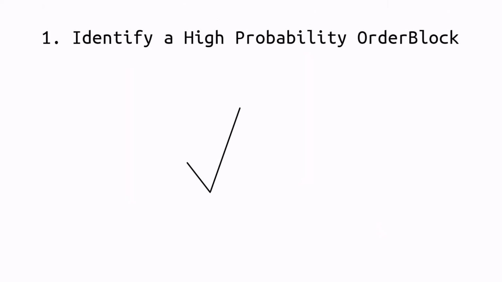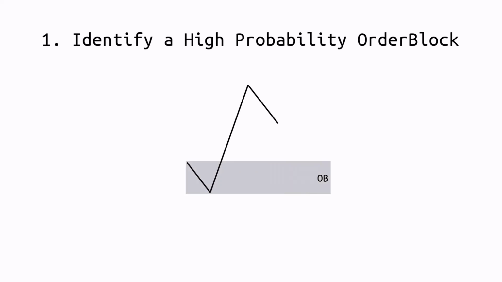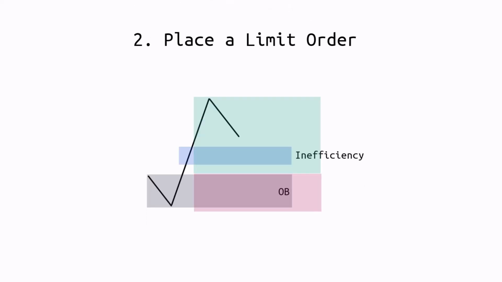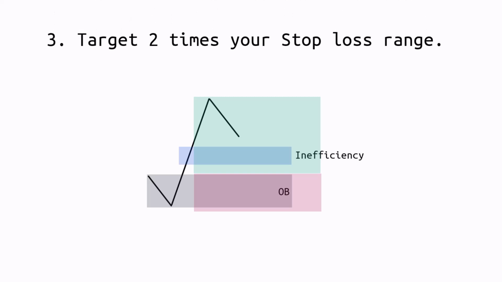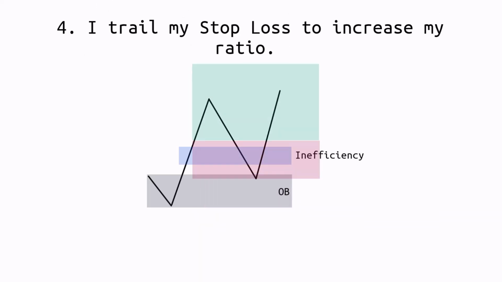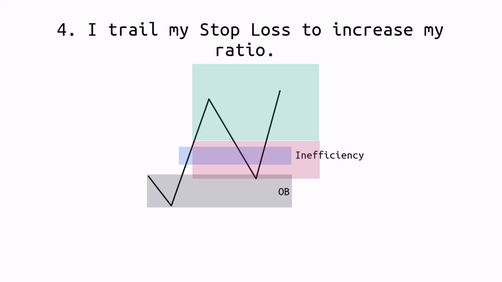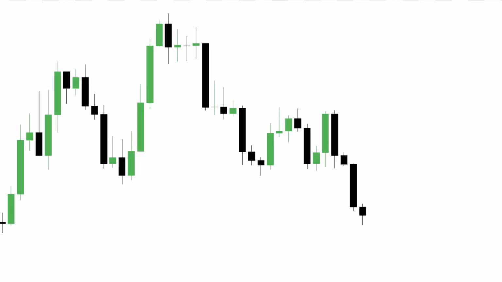Number 1, identify a high probability order block that has the characteristics and meets the conditions we will discuss in a moment. Number 2, place a limit order at the beginning of the order block zone and put your stop loss at the end. Number 3, we target 2 times our stop loss range for profit. This way, even with a 35% win rate, we will still be at break even. Number 4, I trail my stop loss to increase my risk to reward ratio as the trade moves in my direction. To illustrate this concept, let's examine the EUR/USD chart.